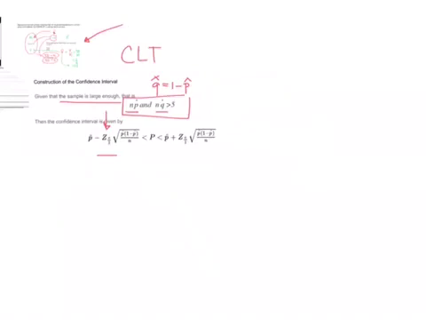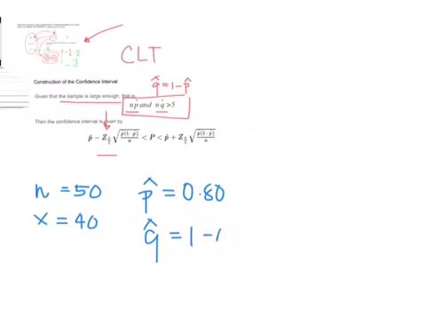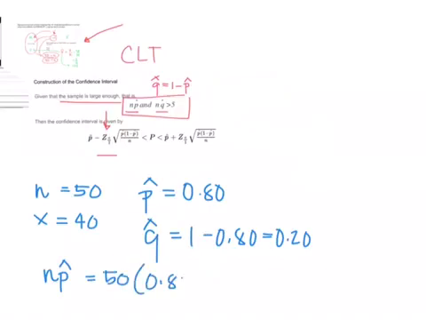So in our example, we said that n is equal to 50, x is equal to 40. That is why p hat is equal to 0.80, which came from 40 over 50. Now if p hat is equal to 0.80, that means q hat is equal to 1 minus 0.80, or 0.20. To check the first condition, we compute n times p hat, that is 50 times 0.80, which is equal to 40, and 40 is greater than 5. So half of the condition is already satisfied.